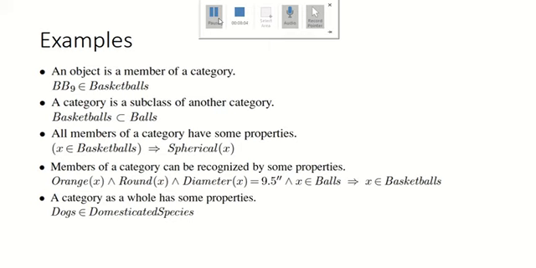Now the last one: to represent a category as a whole that has some properties. For example, we can say dog belongs to domestic species. So here we represent a big category as a whole having some property, here a domestic species. So we can consider certain animals as domestic species, and some animals as wild animals.